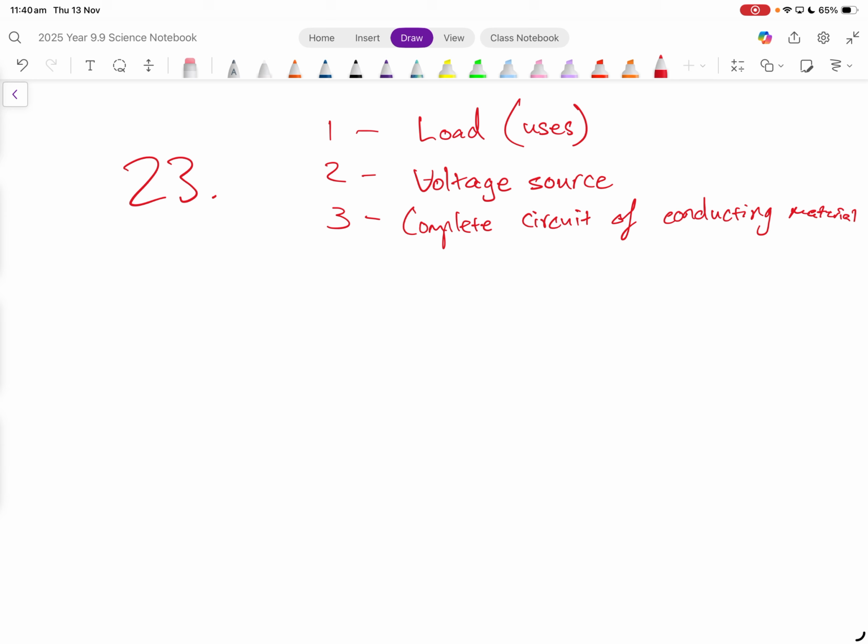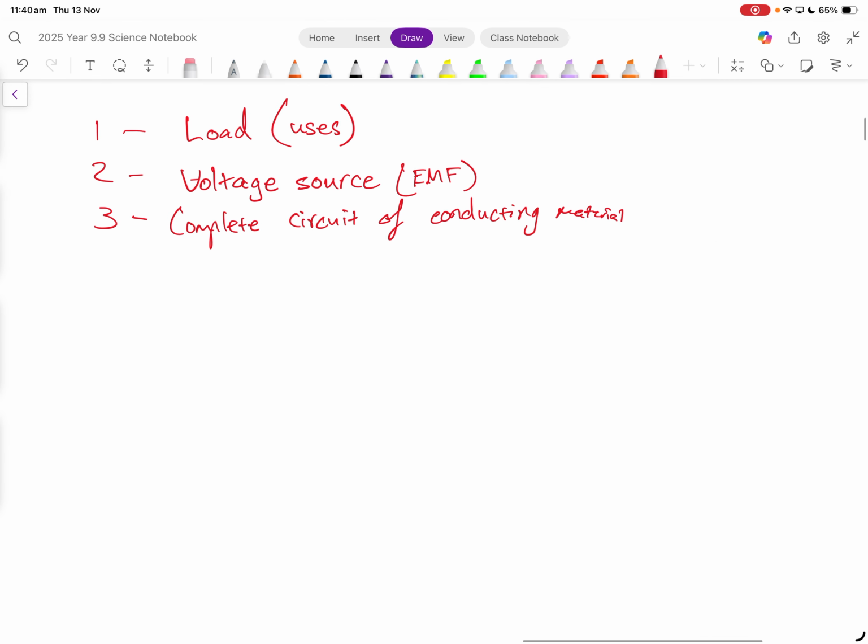Question? Is the voltage source the electromotive force? The voltage source is the electromotive force, yes. So we could write here that that's the voltage at the voltage source, yes.